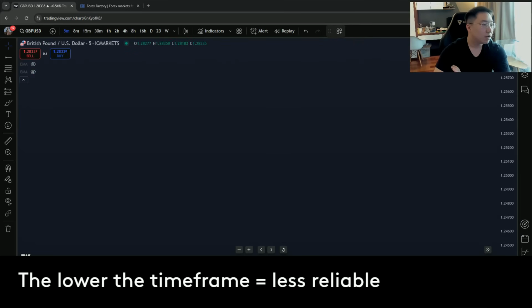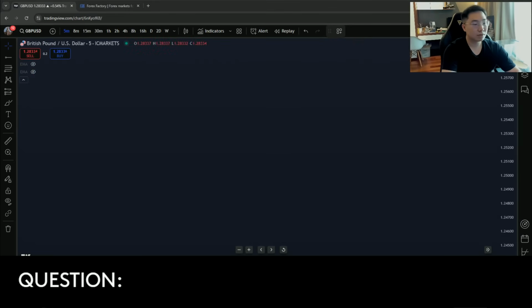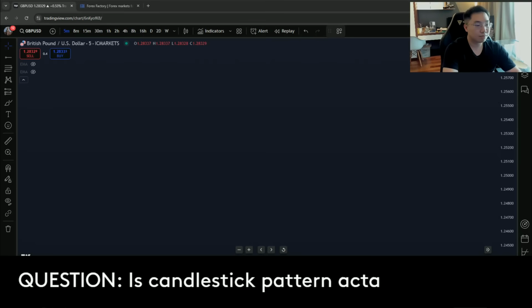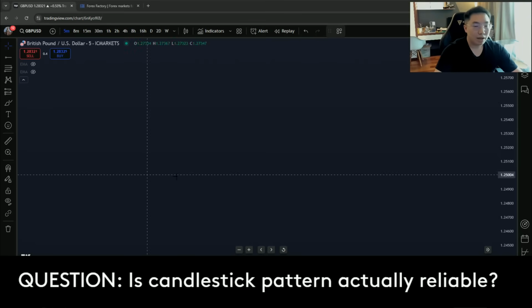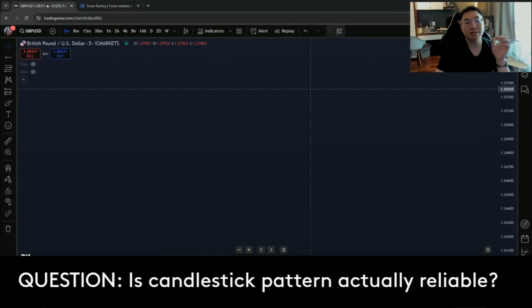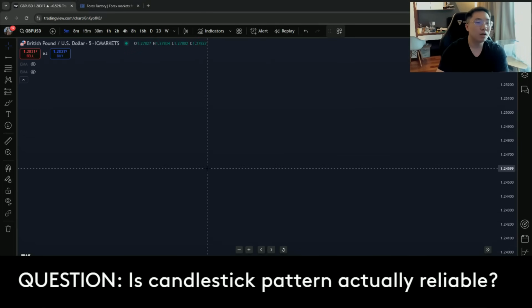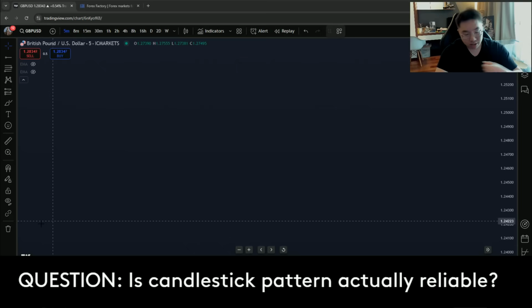So now back to the key question: is candlestick pattern actually reliable? The answer here is not really. So what kind of entry confirmation do I personally use when I'm looking to execute a setup? I'll just give you all a quick lesson here.